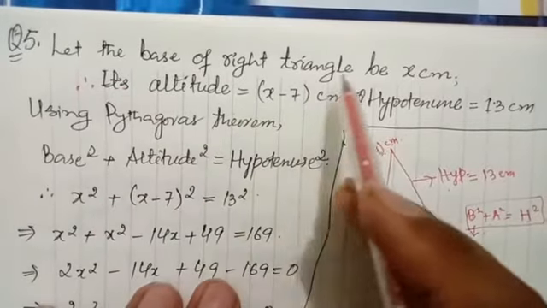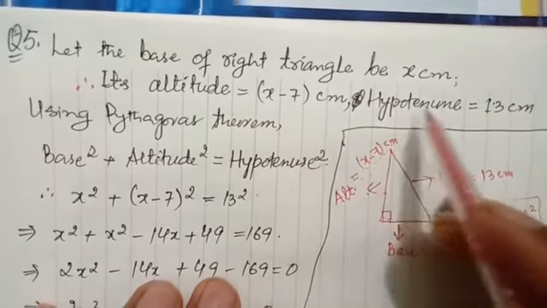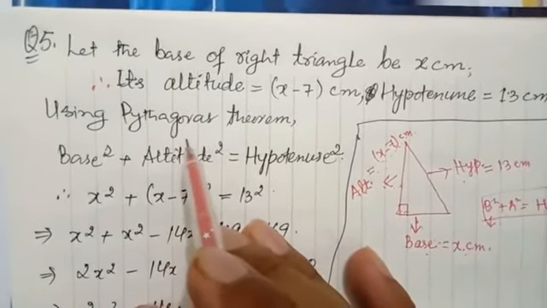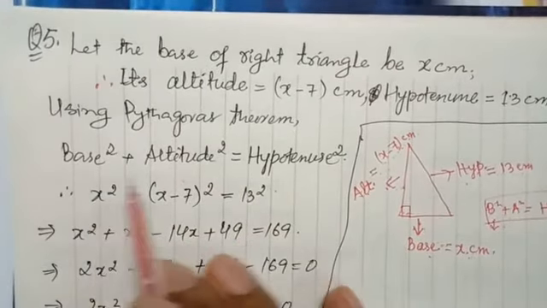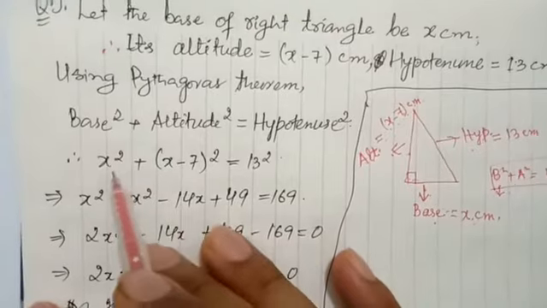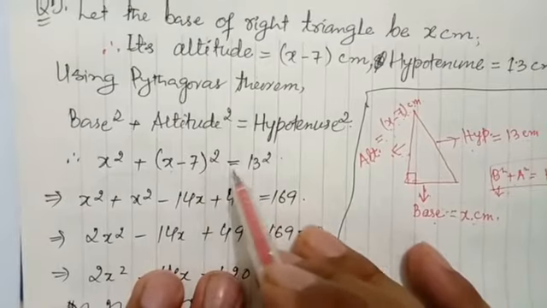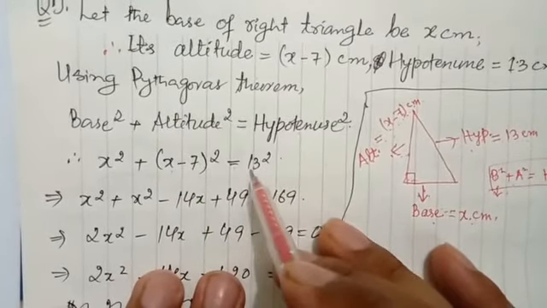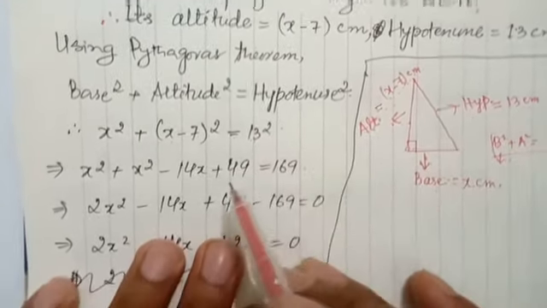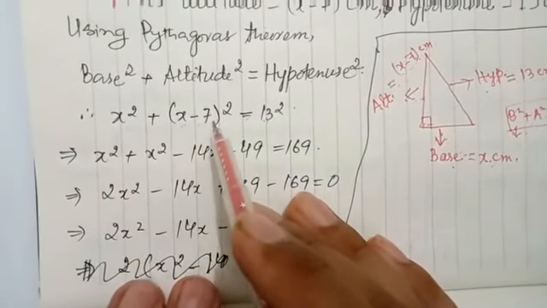Let the base of the right triangle be x centimeter. Therefore its altitude is equal to x minus 7 centimeter. Hypotenuse is 13 centimeter because it is already given. Using Pythagoras theorem, base square plus altitude square equals hypotenuse square. So what is base? x square. What is altitude? It is x minus 7. So x minus 7 whole square is equal to hypotenuse square, that is 13 square. Now x square we will write as it is, and here x minus 7 whole square.